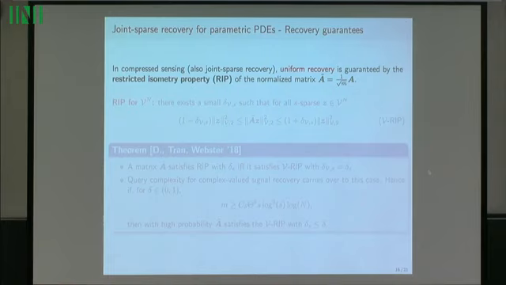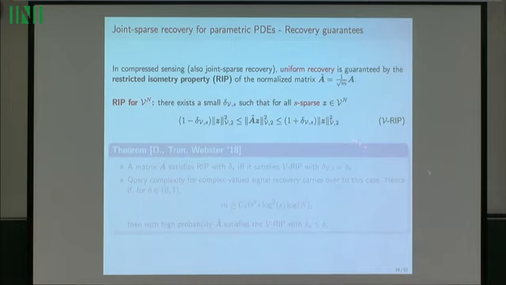Specifically, when I talk about recovery guarantees, I mean with respect to the number of samples that is required of the PDE solution in order to get an approximation. In compressed sensing and also in joint sparse recovery, uniform recovery is guaranteed by the restricted isometry property of the normalized matrix A tilde. This is really what we got started with: thinking about how we can modify the RIP to do this Hilbert valued approximation.